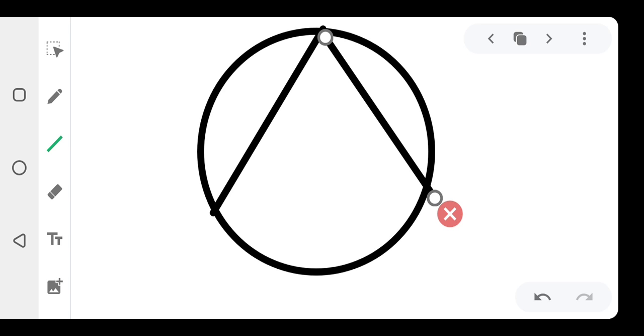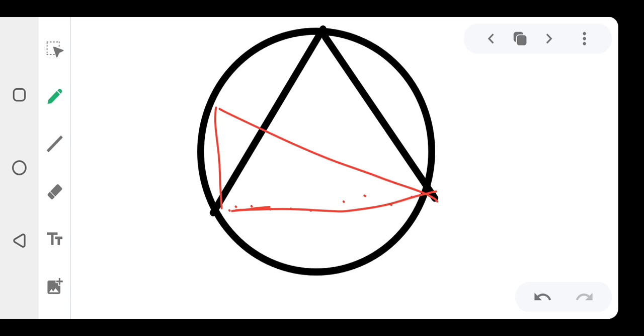Let's say we have a bigger angle here, and I'm going to give this one a dot. This is the chord. All right, let's say we now have another angle here, something like this and something like this, and we also have another angle here, something like this and something like this.